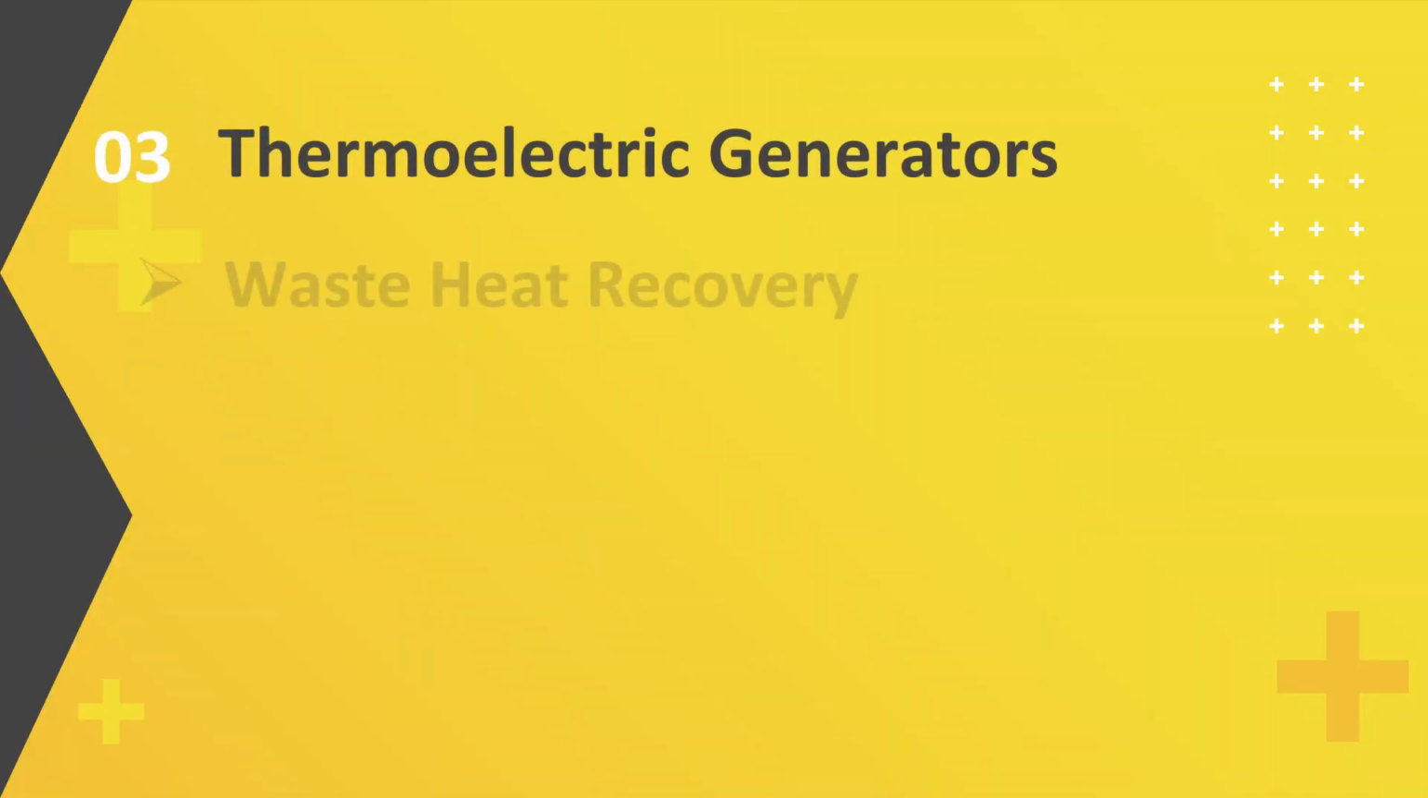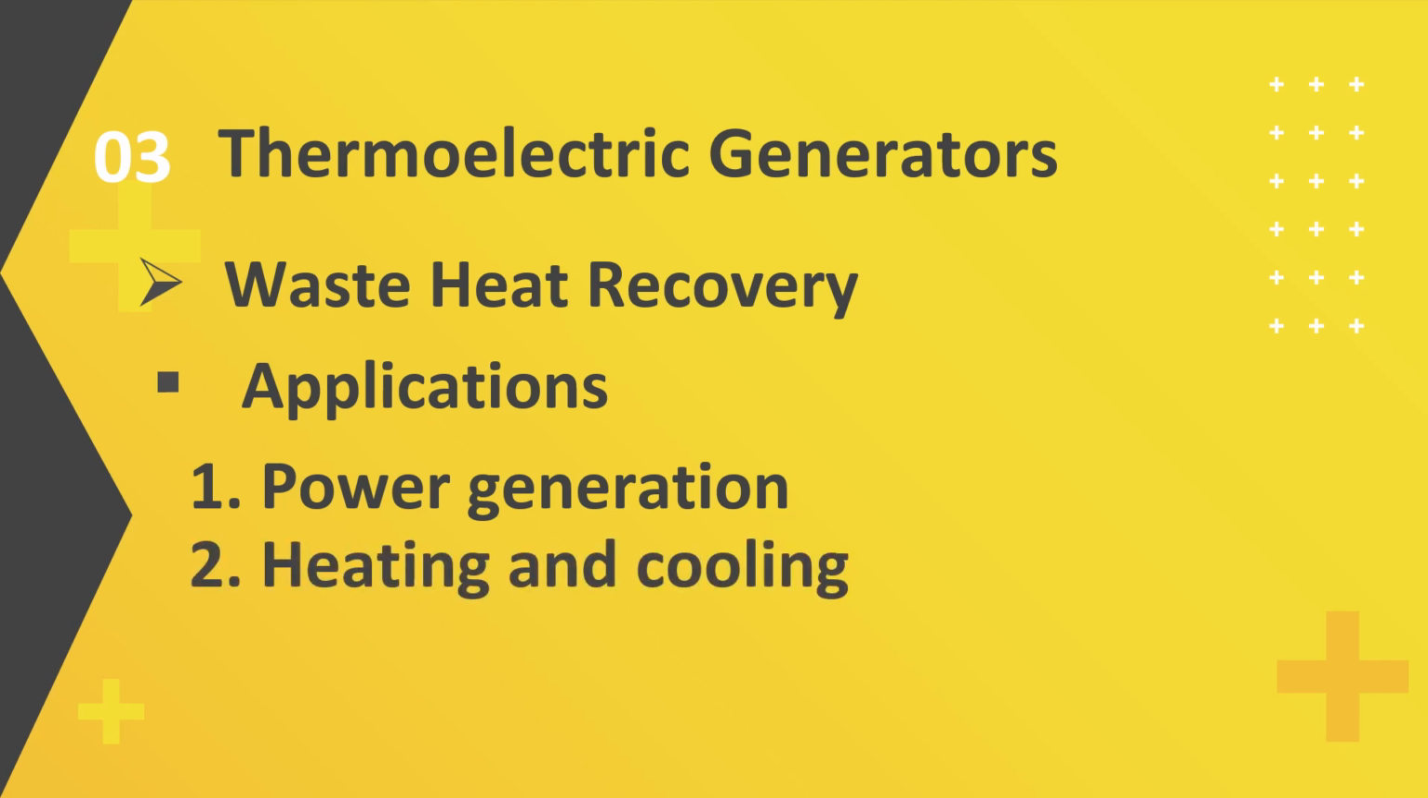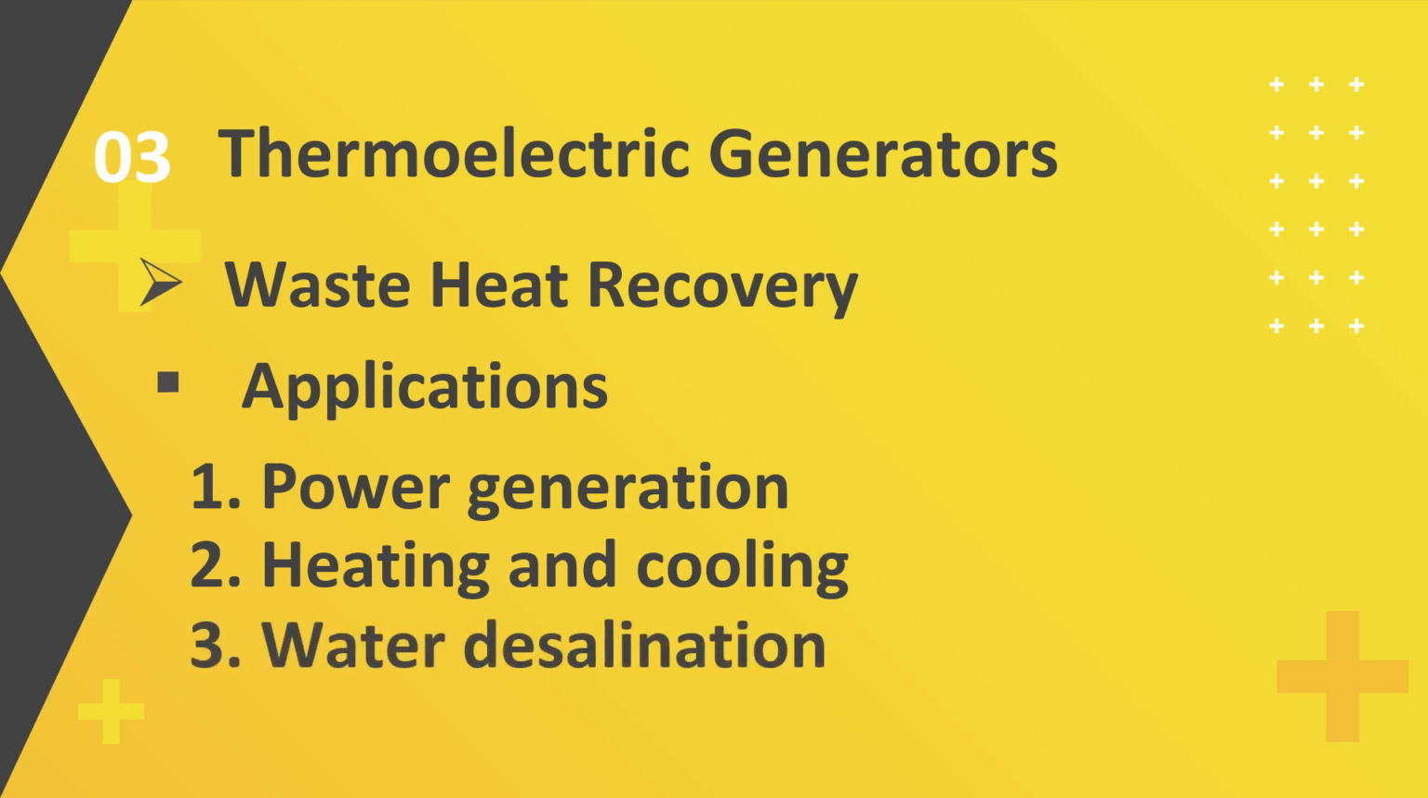Waste heat recovery systems have a wide range of applications across various industries. Some common applications include power generation. Waste heat from power plants, industrial processes, and engines can be used to generate additional electricity. Heating and cooling. Waste heat can be utilized for heating or cooling purposes in buildings and industrial facilities. Water desalination. Waste heat can be used to power desalination processes, converting seawater into fresh water.